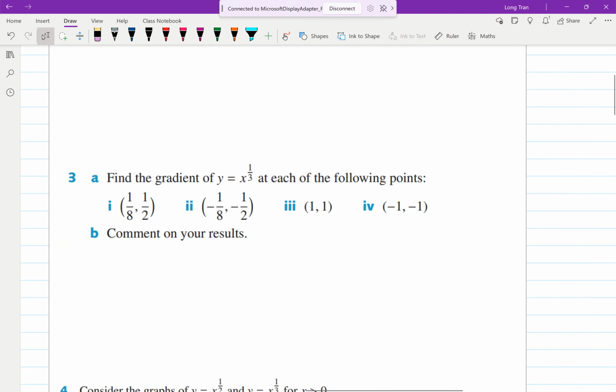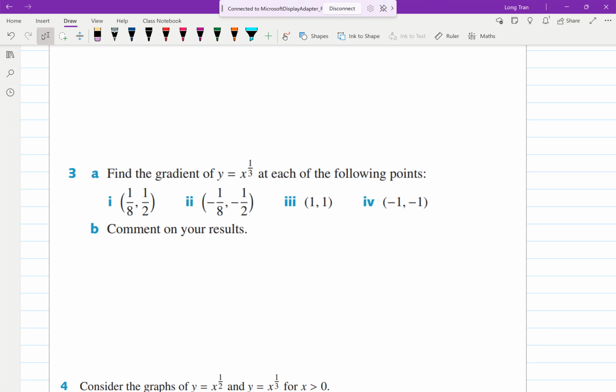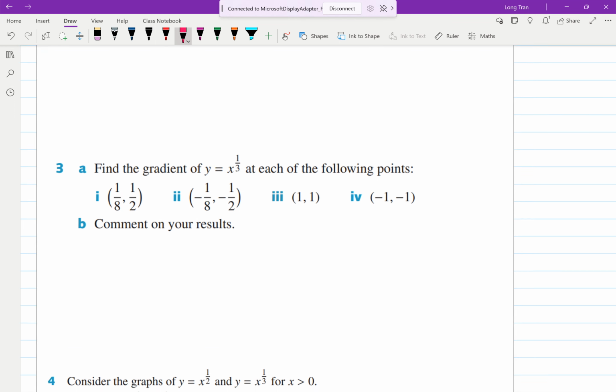But let's have a look at question 3. This time I want you to apply your understanding. If you can differentiate, that's one step. But what does it mean when you differentiate? So let's have a look at 3A. Let's have a look at 3A here.